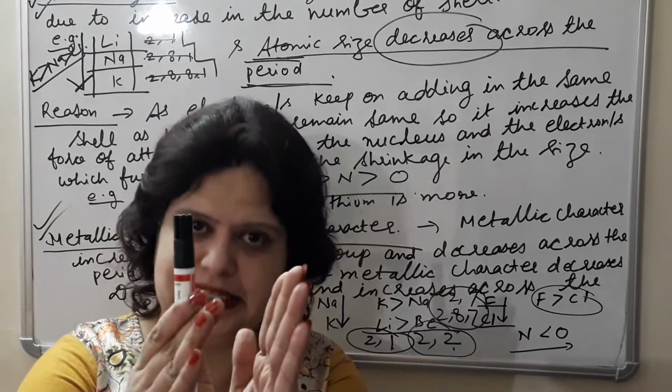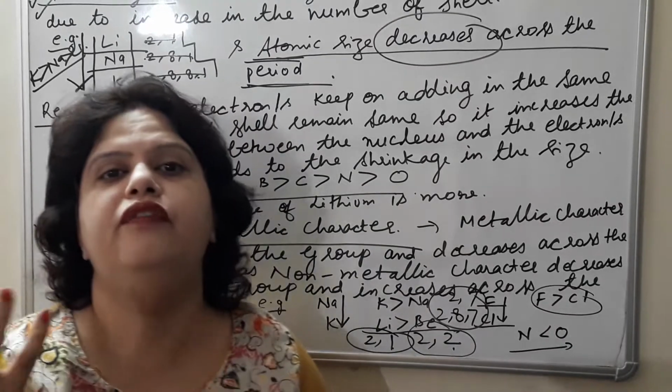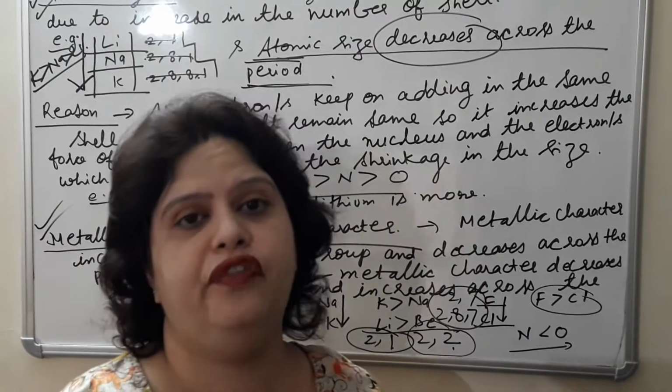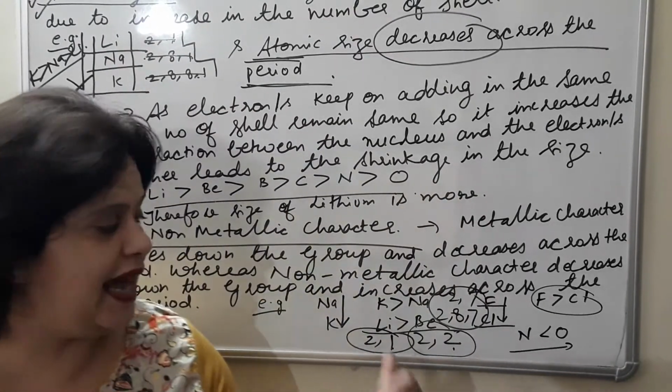If atomic size is less, it means force of attraction is more. So if force of attraction is more, fluorine can easily gain an electron with a very small amount of energy. So that's why it's more reactive than chlorine, in this case that I am discussing.